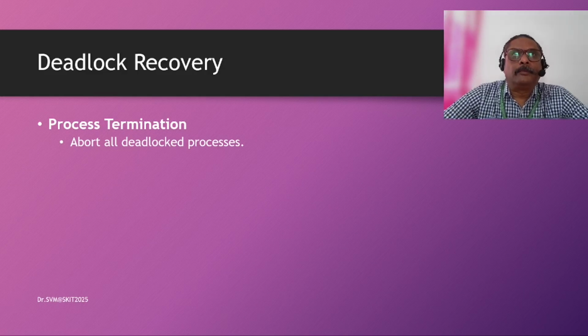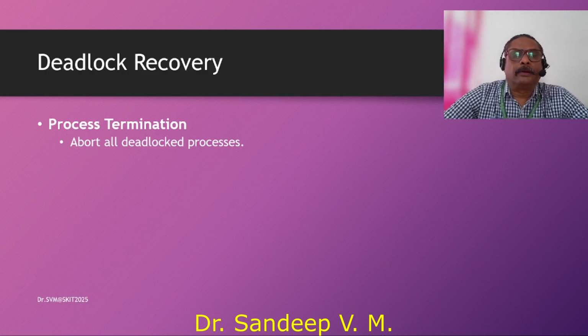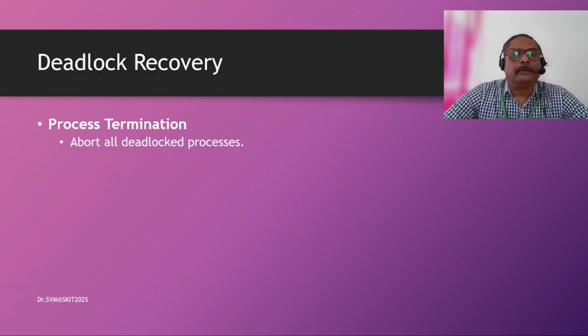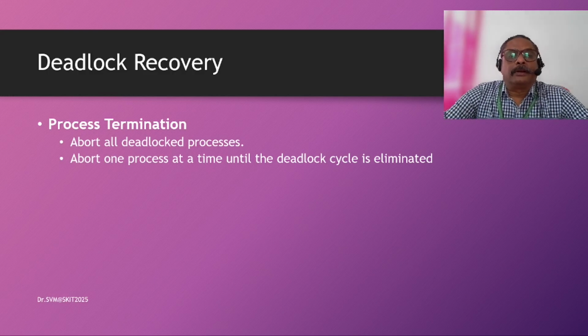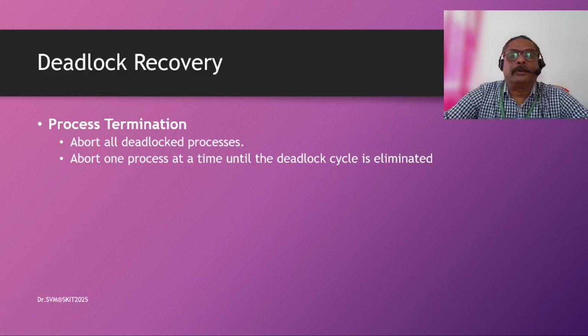If n number of processes are in a loop and they are under deadlock, then all n processes are to be aborted, and all the resources allotted to them will be released. That is one option. Second option: we don't know how that cycle is formed and where the cycle is, but we know that some processes are under deadlock, so select one process, abort it.